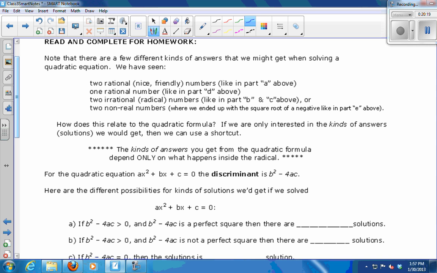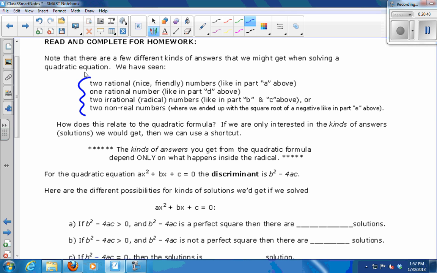You just have to read this. So these are the different kinds of answers you can get. You can get 2 rational answers, which are those nice, friendly, lovable numbers. Like in part A, you can get 1 rational number. You can get 2 irrational numbers. That's when you're left with a square root that you can't reduce.